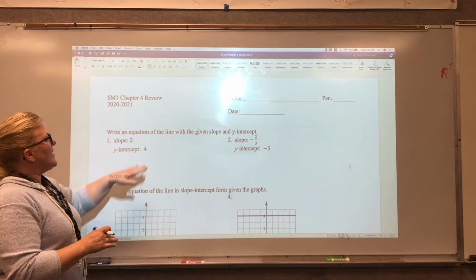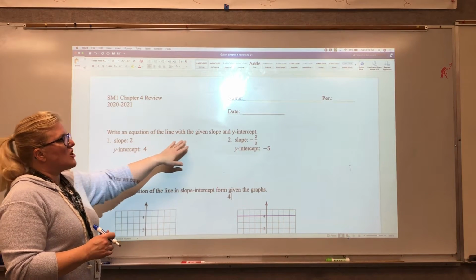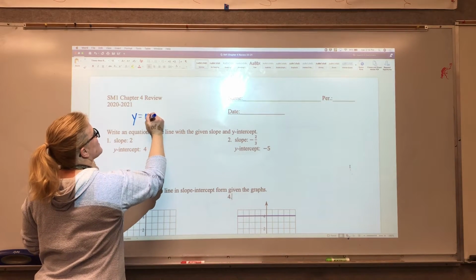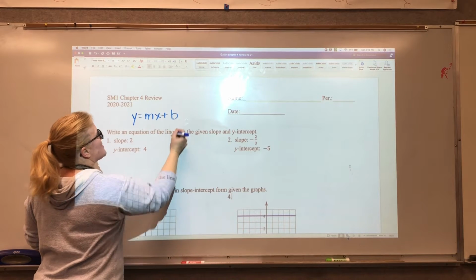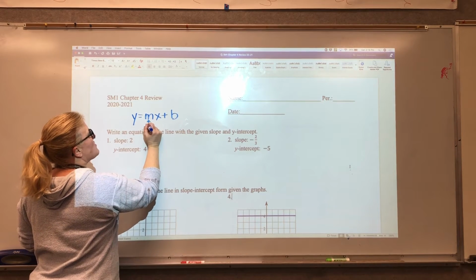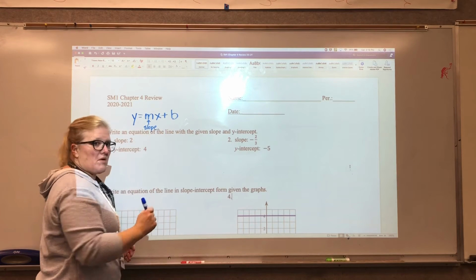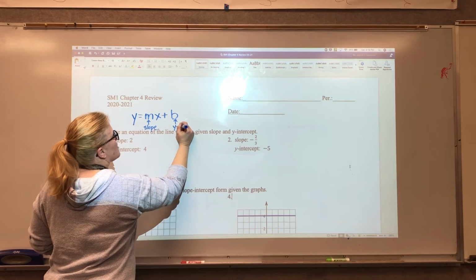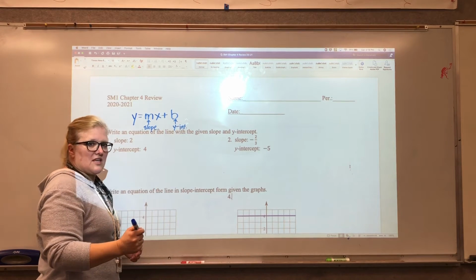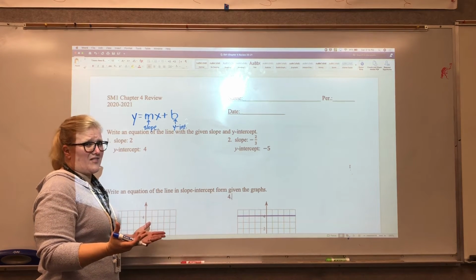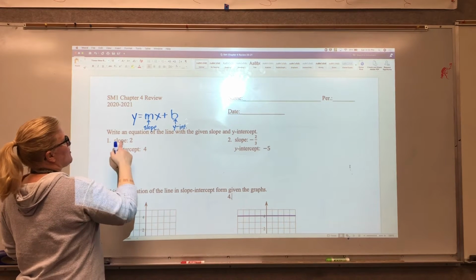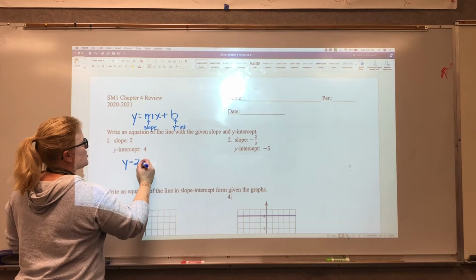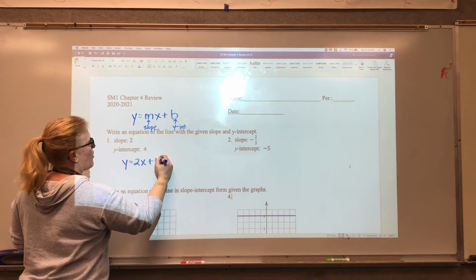Number 1 says write an equation of the line with the given slope and y-intercept. Remember, the main thing that's going to help you on this test is y equals mx plus b. Remember that m is the slope, and b is the y-intercept. So my slope is 2, so it's just y equals 2x plus 4.